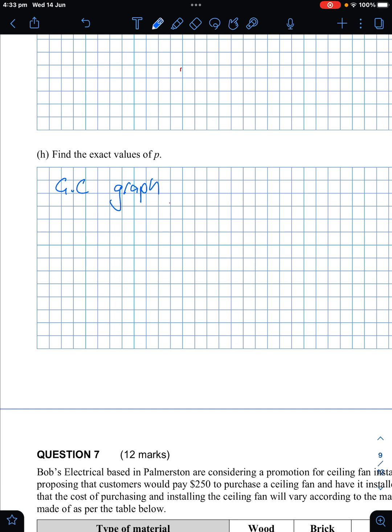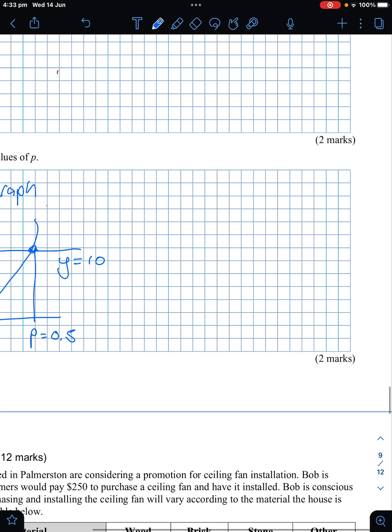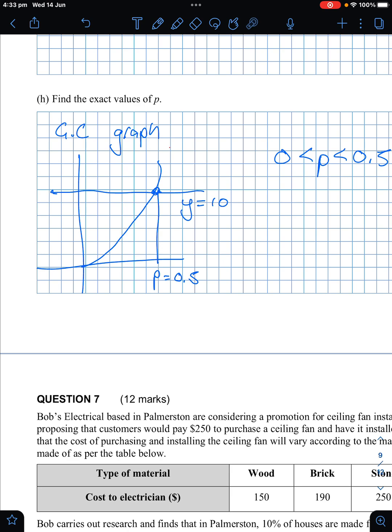Okay, you end up with a graph, not drawn very well, but it goes something like this, and then you graph y equals 10, and this will give you probability equals 0.5, which means in this particular one, the probability has to be between 0 and 0.5. Now, you can't have it equal to 0 and you can't have it equal to 0.5, because if it's equal to 0.5, the expected value is 10. You're not making money. All right, I'm going to stop there. I've rushed through that. I hope that makes sense.